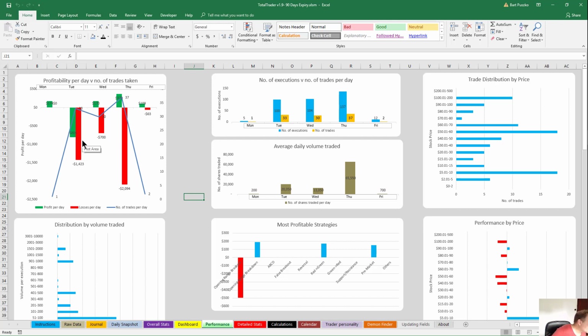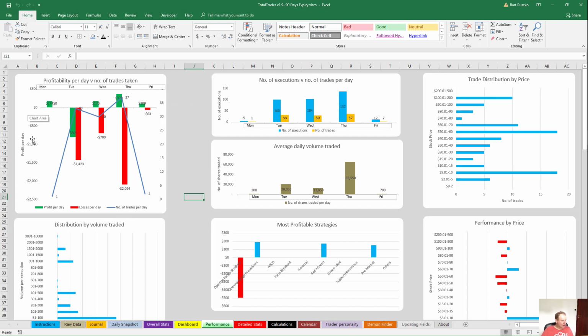Why is that a loss? Okay. So on Tuesday, I'm actually losing money. That's why it's in a loss. So I'm not making any money on Tuesdays at all. Wednesday and Thursday. So Thursday is the best day for me, supposedly, but also the worst day in terms of losses. And you can see number of trades.